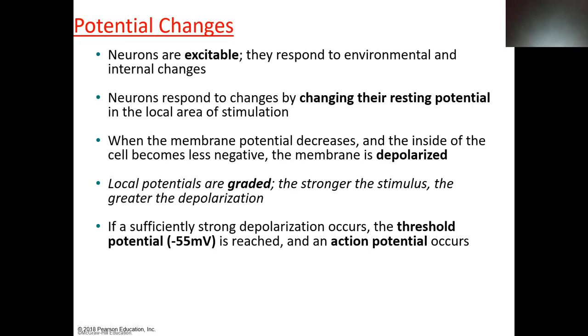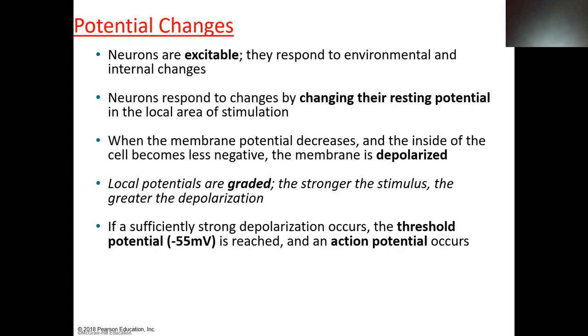If we are able to get to the point that we get to negative 55 millivolts, we call this the threshold. So circle that word, threshold, because that negative 55 means we are now going to get an action potential. The action potential won't happen if we're at negative 63. It's not going to happen if we're at negative 57. It has to be negative 55 in order for us to have an action potential. Anything less than that is only going to give us the graded potential.